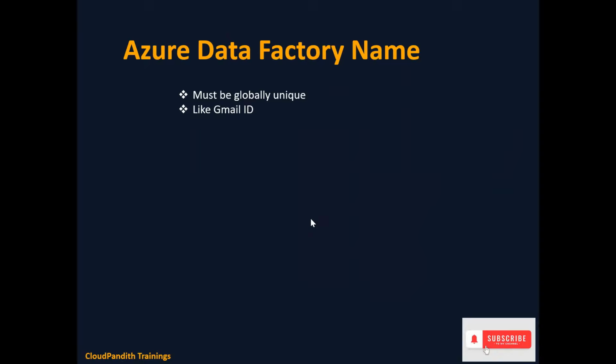Now let's talk about Azure Data Factory. The Azure Data Factory name must be globally unique, just like a Gmail ID. That is why we add a project name or number to the data factory name, so that it is identified uniquely. We generally give our client name, then whether it is a dev or prod environment, then whether it is the first data factory, second data factory, something like that. For example, Cloudpandith underscore training underscore dev underscore 001. That's how we follow naming conventions.